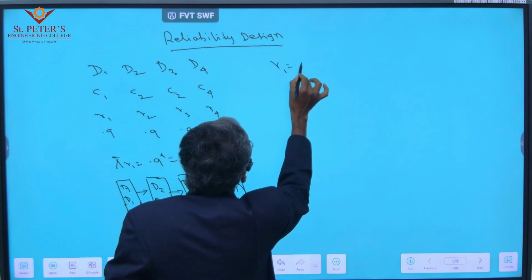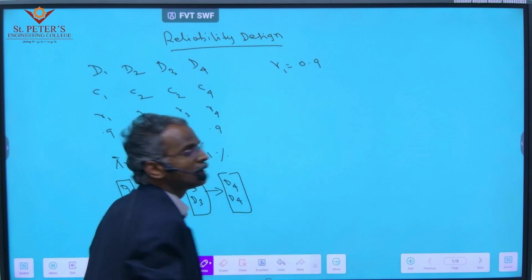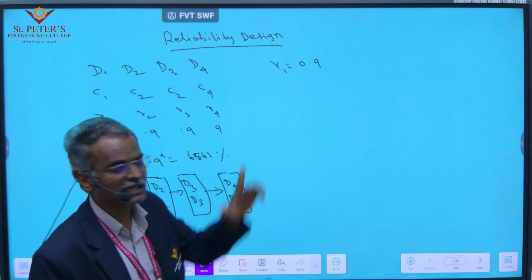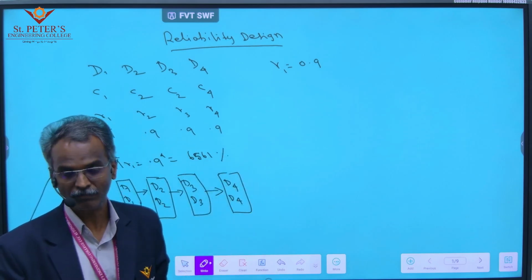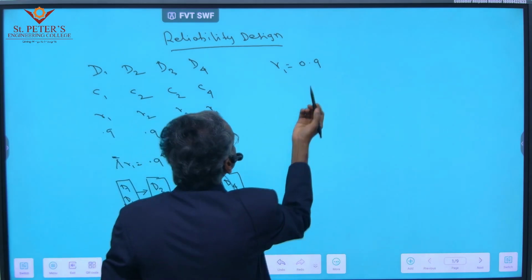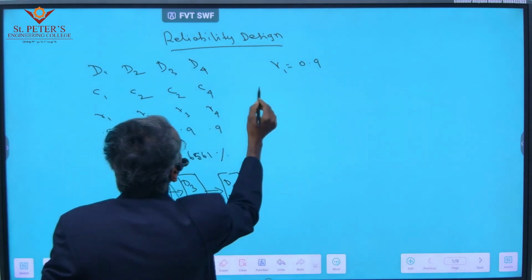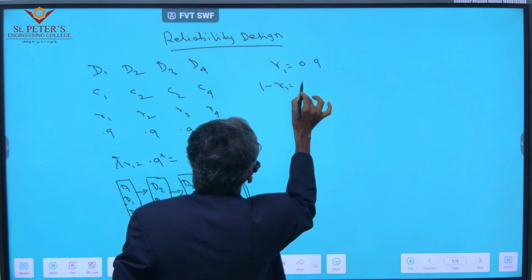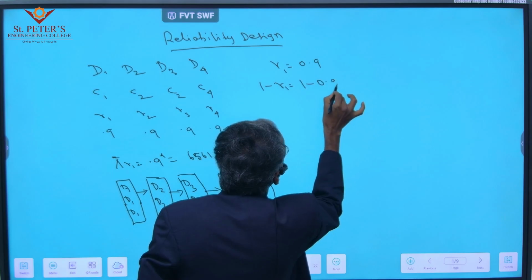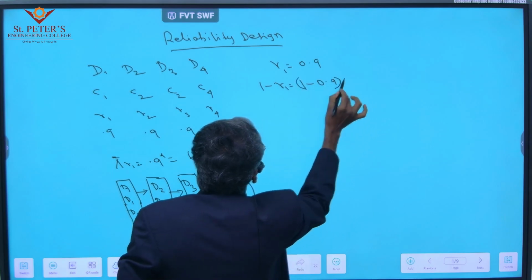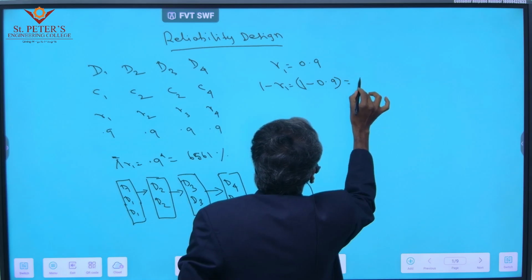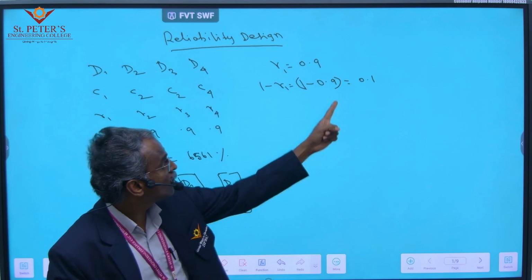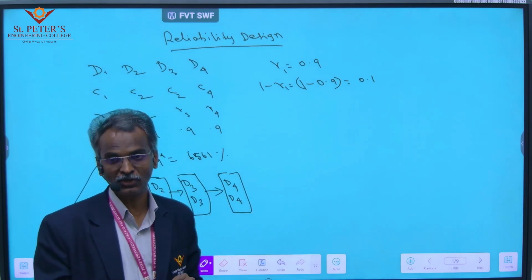R1 is equal to 0.9. So when we have only 1 copy for a first device, this is the success ratio for 1 copy. So what is the failure ratio? 1 minus R1 is equal to 1 minus 0.9. So this failure rate is 0.1. When you have only 1 copy for first device, your failure rate is 0.1%.